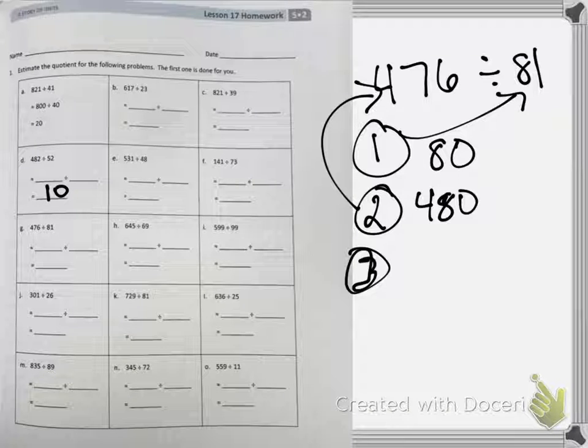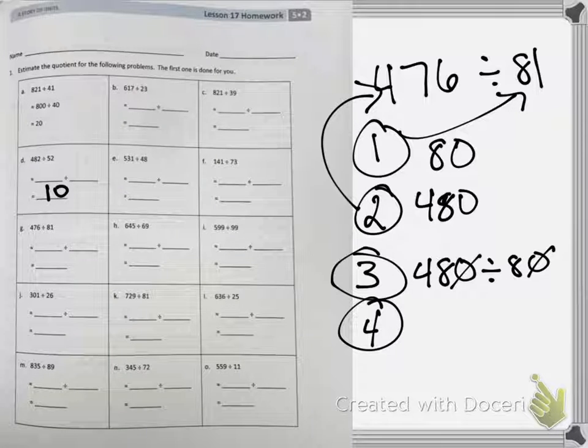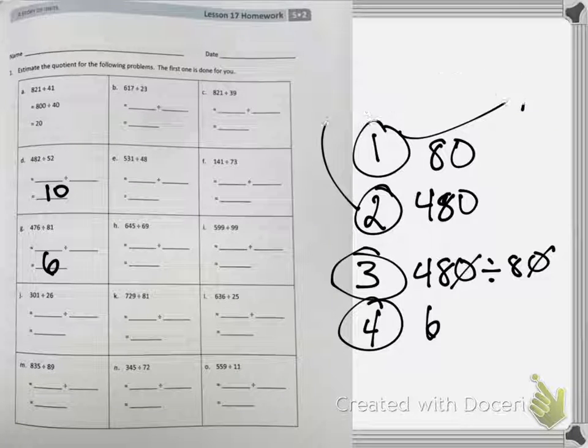Third step. That's an ugly 3. Let's erase that and fix that. Third step, 480 divided by 80. Let's go ahead and cross out those zeros. Finally, 8 goes into 48 6 times. So we have 6 over here. Just keep on chugging along.